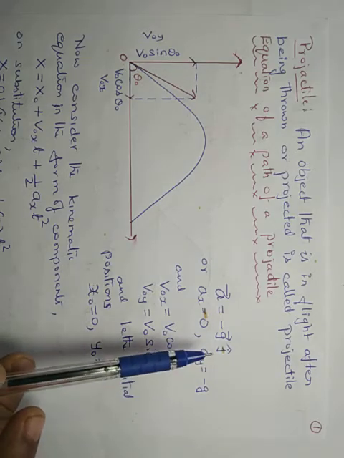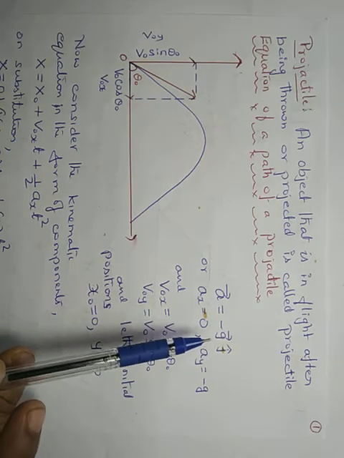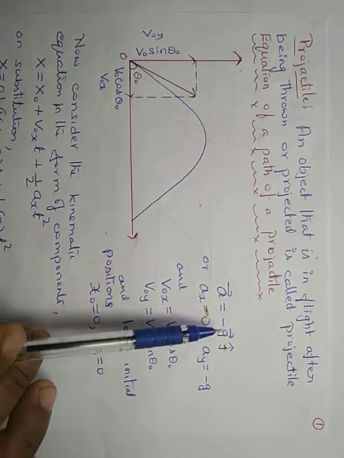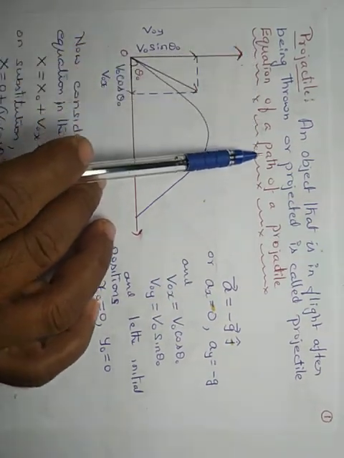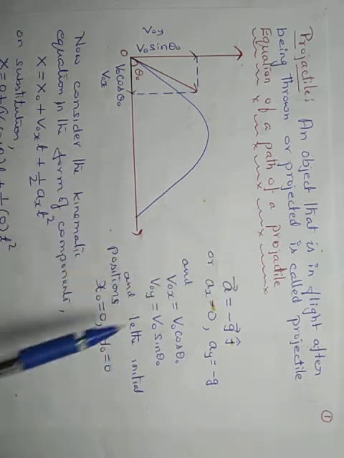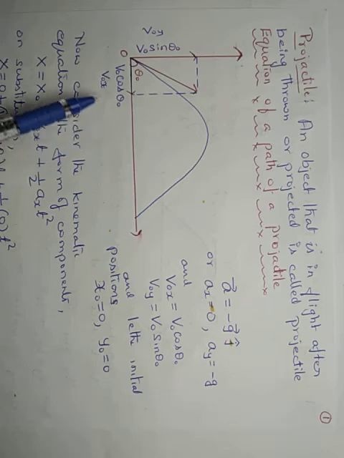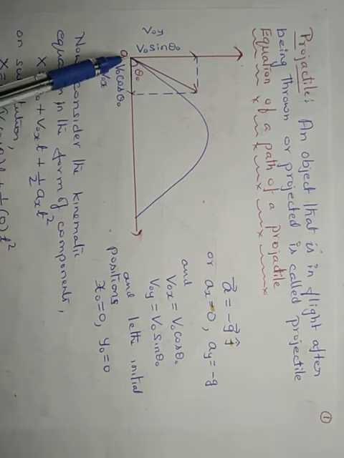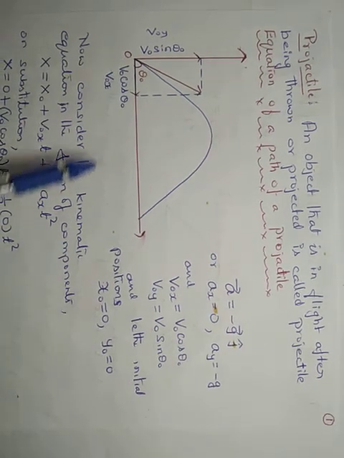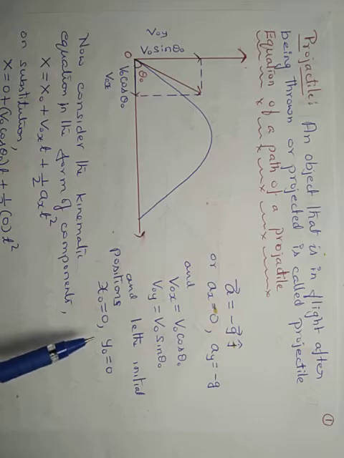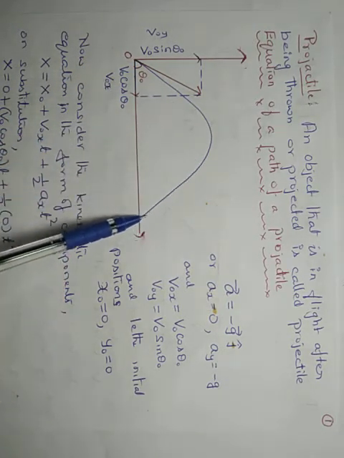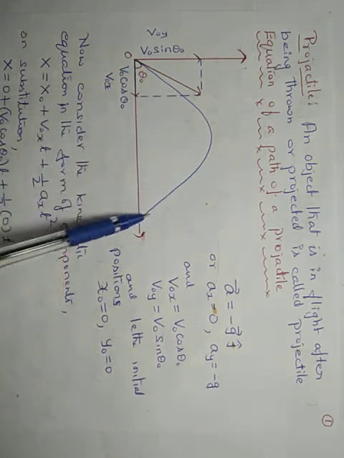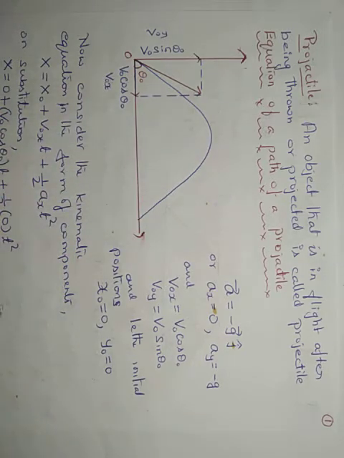In this topic we have to learn the different equations. The first one is the equation of the path of a projectile. What type of path will it trace? See this graphical representation. Let us assume this is the path traced by the projectile.